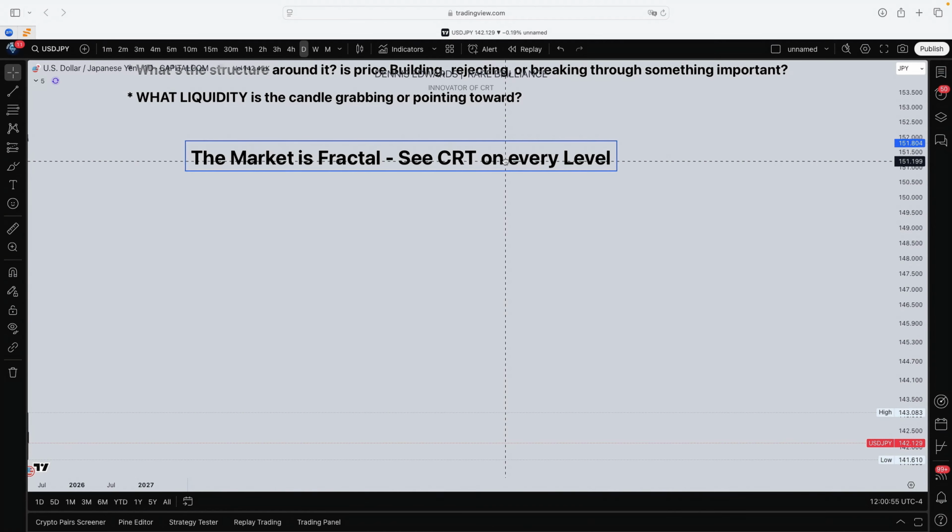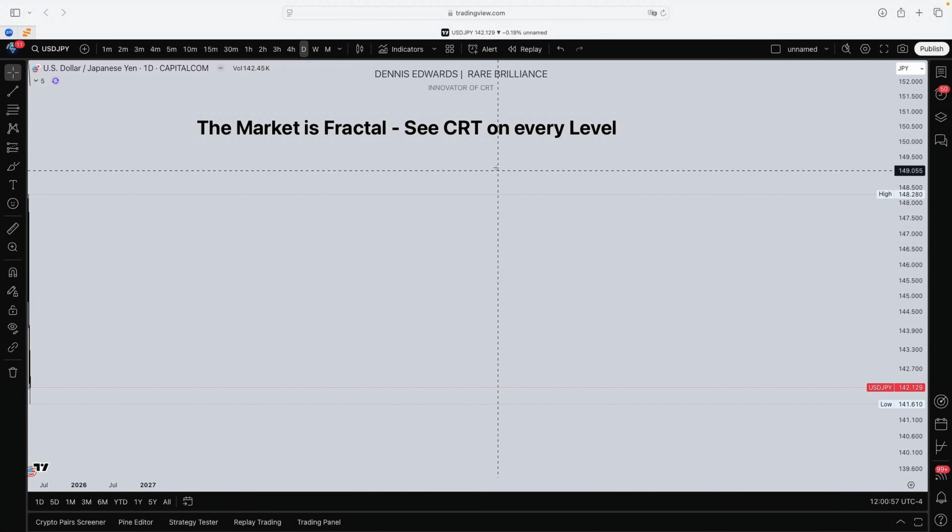This is another very important thing. You want to be able to see candle range theory playing out on every level so that you understand the context of the market, and so you're not ever at a point wondering what is happening. You're already catching the flow of what's happening by understanding the full context and fractal nature of the market.